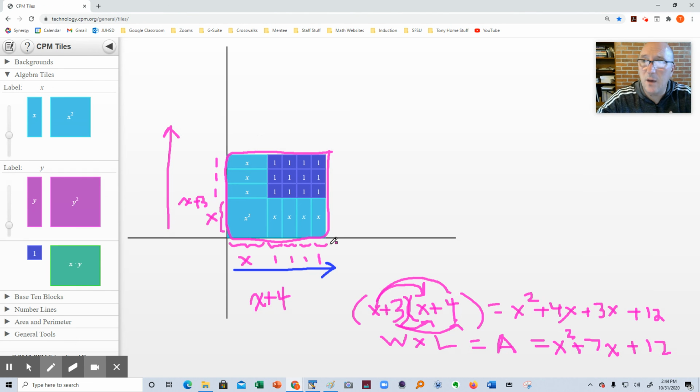So this is how to create an algebra tile factoring of a quadratic. You arrange the individual pieces into a rectangle and you figure out the dimensions of the rectangle. That's the general approach.